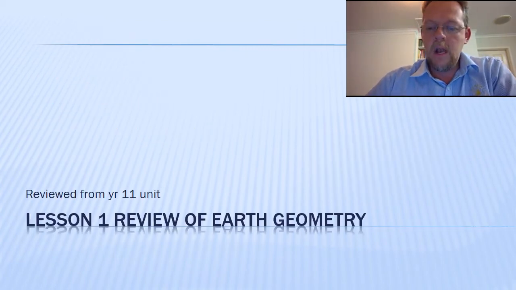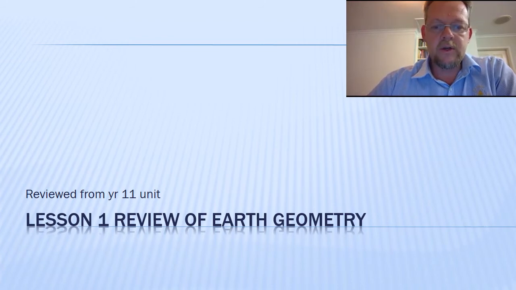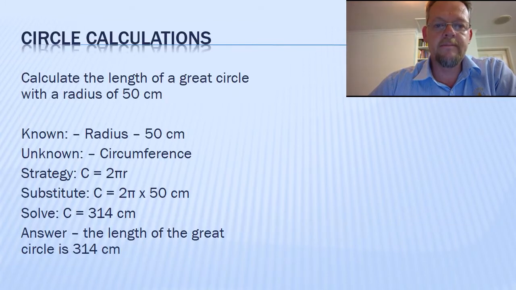Okay, so last year we looked at Earth geometry, and this is pretty well expected knowledge, so we just reviewed that just to refresh our minds. So if we look at a circle, we know that the circumference of a circle is just 2 pi r.